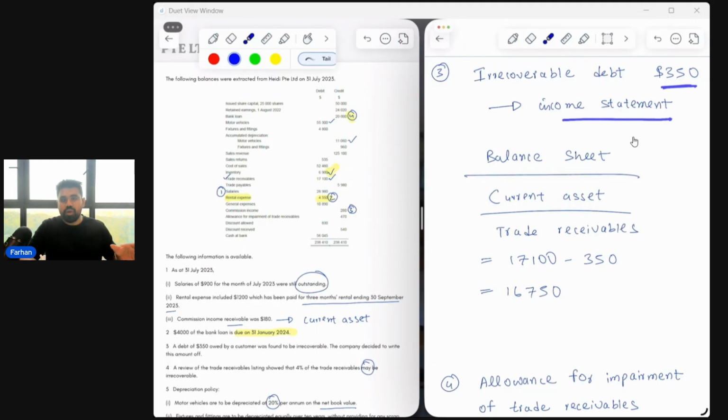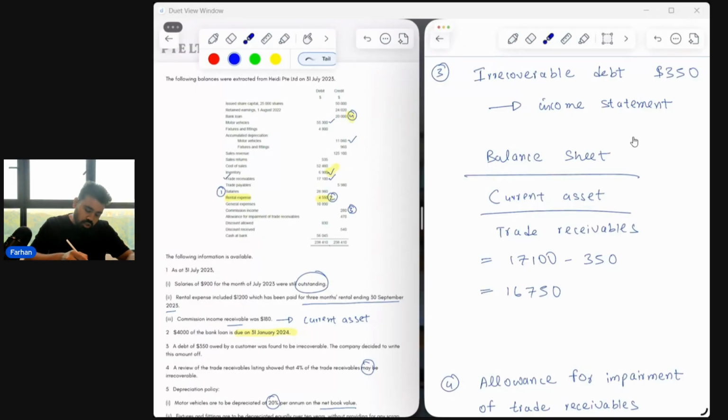And because it's an expense, you will show it in the other expenses section. And then we have the statement of financial position, or the balance sheet, where you report the gross amount for the trade receivables in the current assets section. You will show it by removing the irrecoverable debt of $350 from the original trade receivables balance of $17,100 that is given to us here.